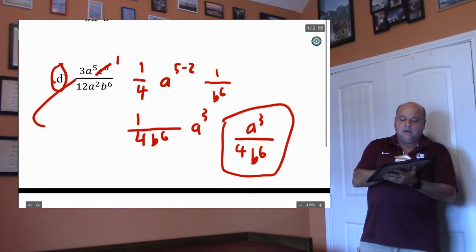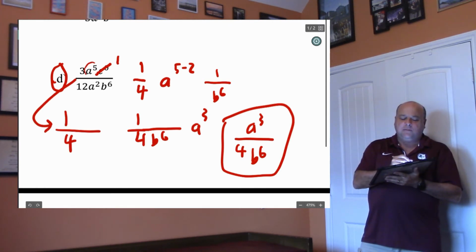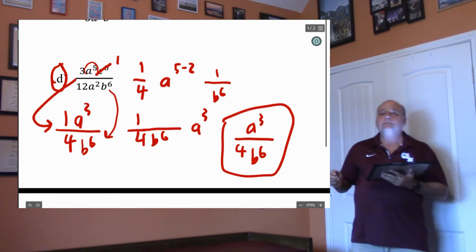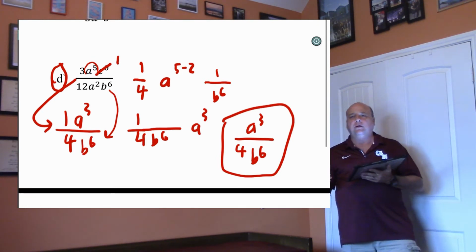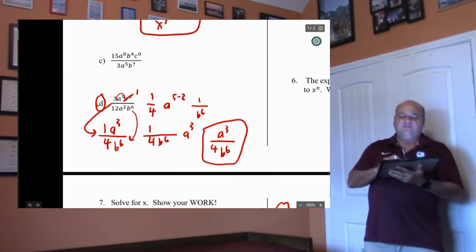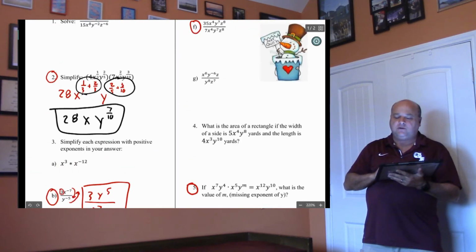Another way to do it: I know I'm going to get 1/4. I have most of my a's on the top. So I'm going to put the a on the top and then do 5 minus 2 and get 3. And then that b to the 6 stays on the bottom. Okay, several ways to do that. Let's go to the next part.